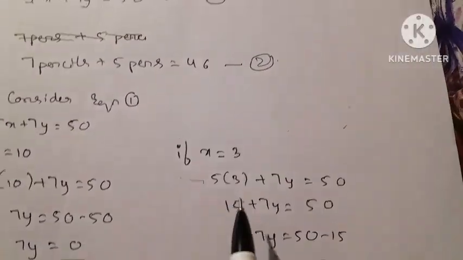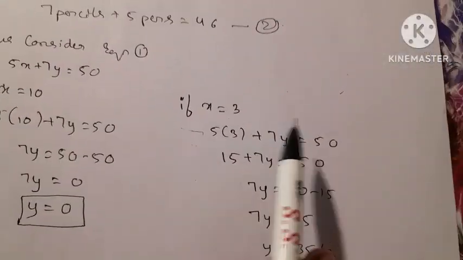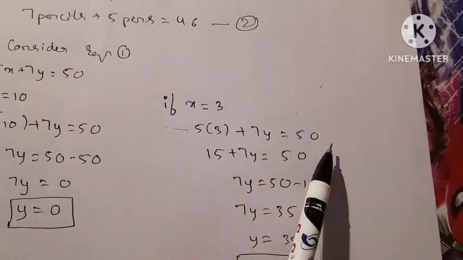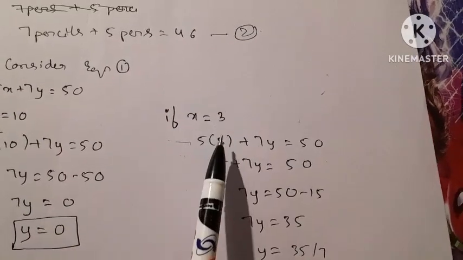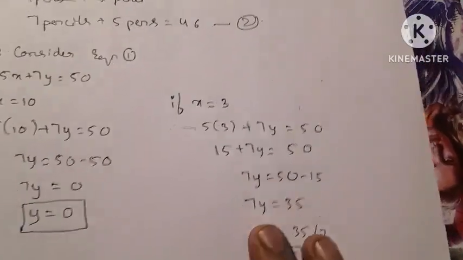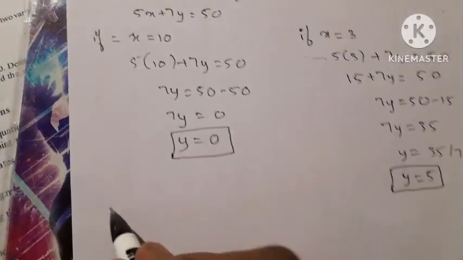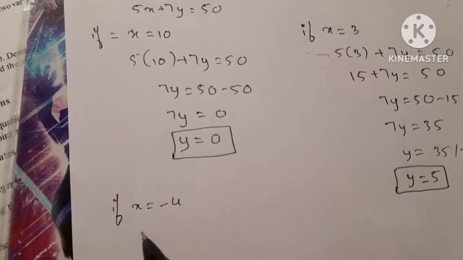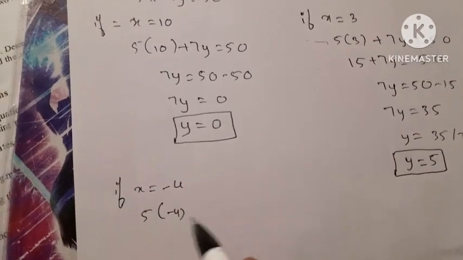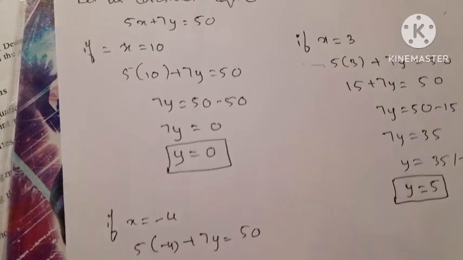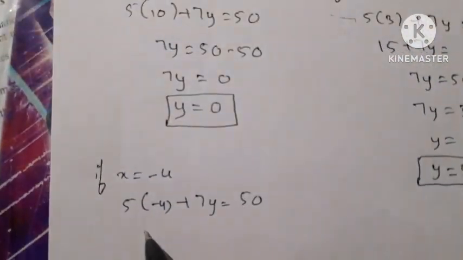Since here it is 5, we will get only multiples of 5 here. So if I take 50 plus 10, will not get a value. I need 50 plus 20 to make it 70. So if I take here minus 4 for the next equation, I'll get here 70. Let me show you how. So if x is equal to minus 4, then 5 into minus 4 plus 7y equal to 50. 5 into minus 4 is minus 20.